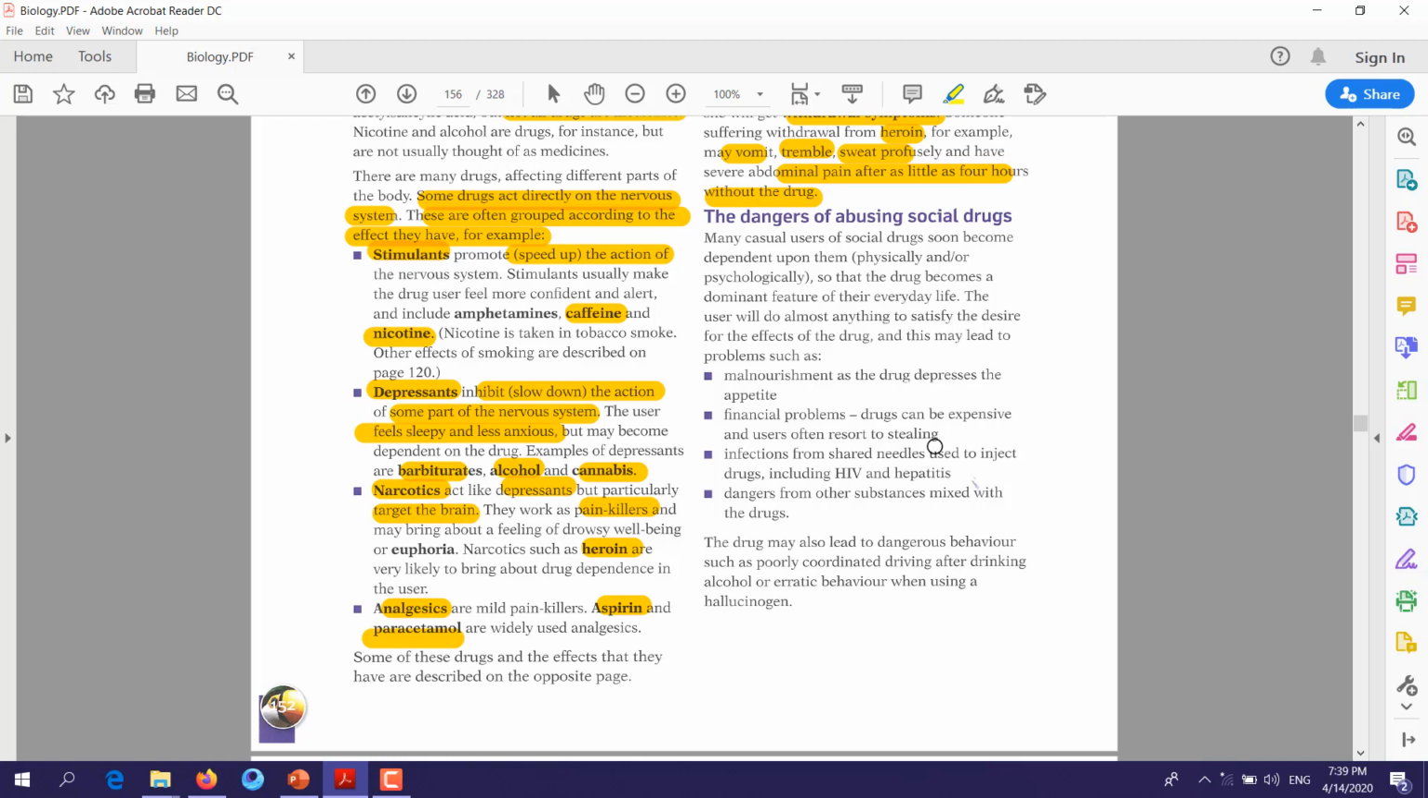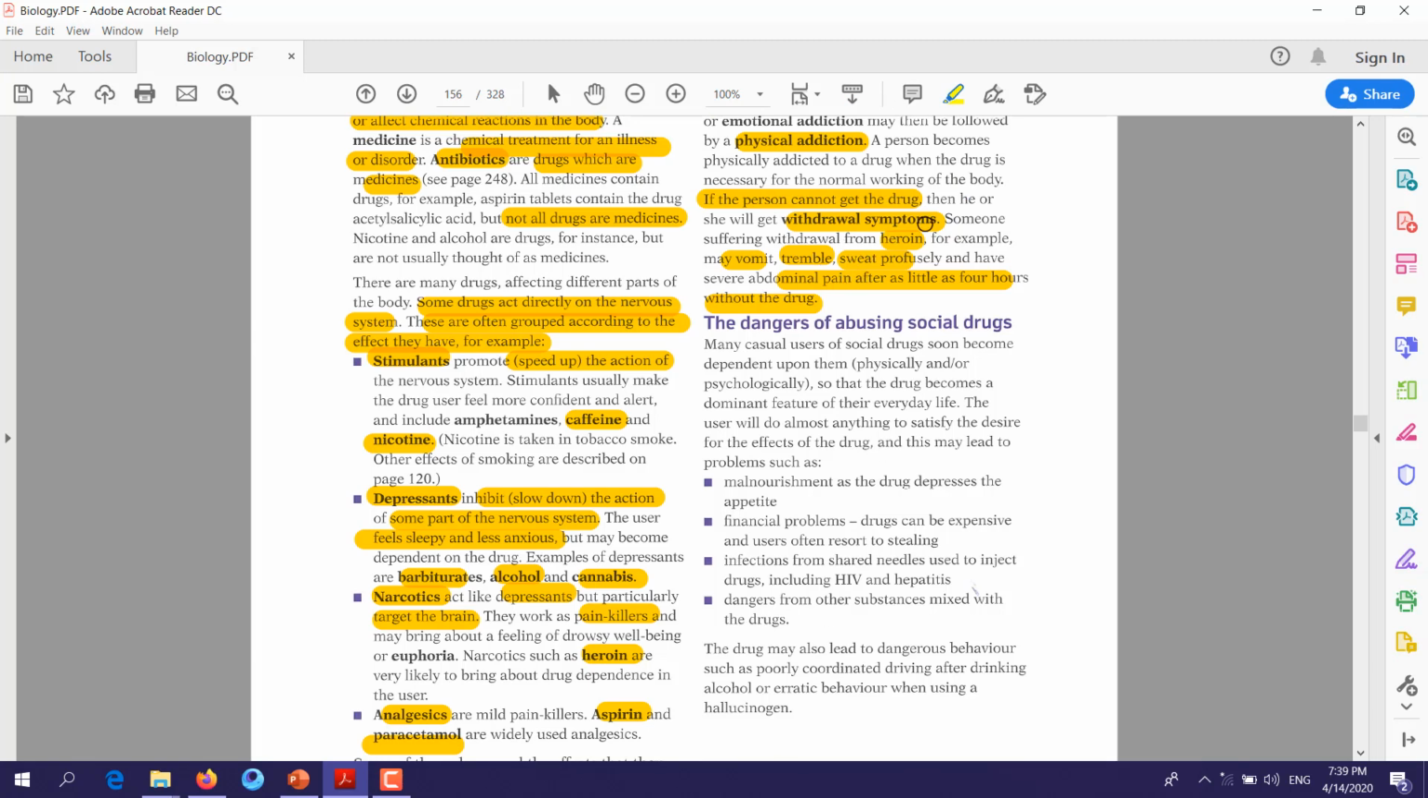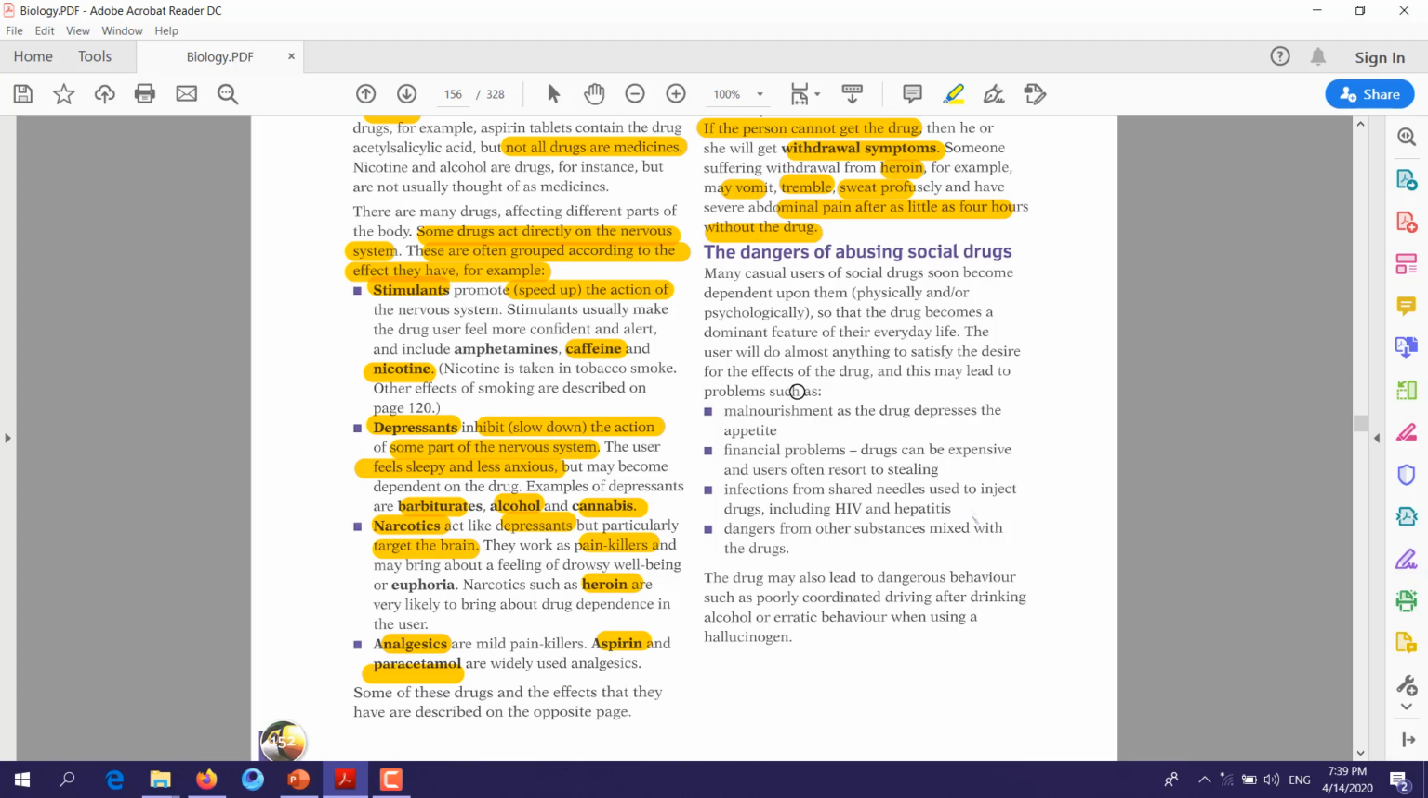Now, the dangers of abusing social drugs. Now, the negative side of taking these social drugs. It's like when we explained some symptoms, they will show. Now again, what more things will happen to that person? For example, malnourishment, as drugs depress the appetite. What does that mean? If someone got used to taking a specific kind of social drug, then when he quits, or if he couldn't get it, this causes malnourishment.